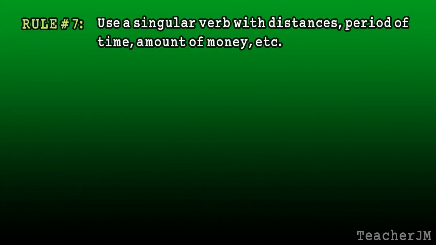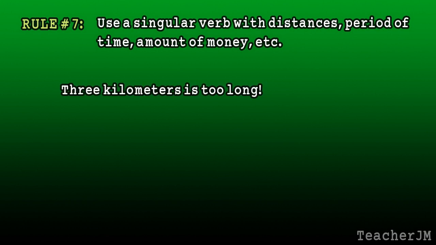Rule number 7. Use a singular verb with distances, periods of time, amounts of money, etc. Examples: 3 kilometers is too long. Here, 3 kilometers refers to a distance. Hence, the verb should be singular, which is.